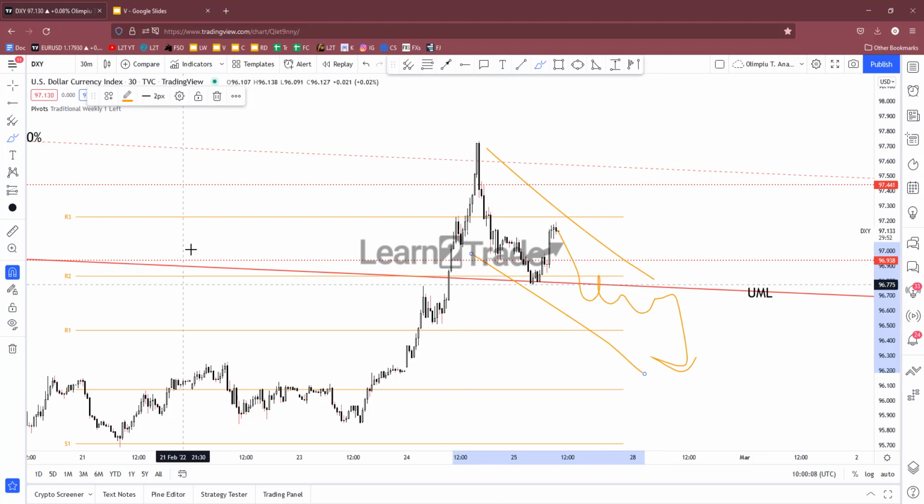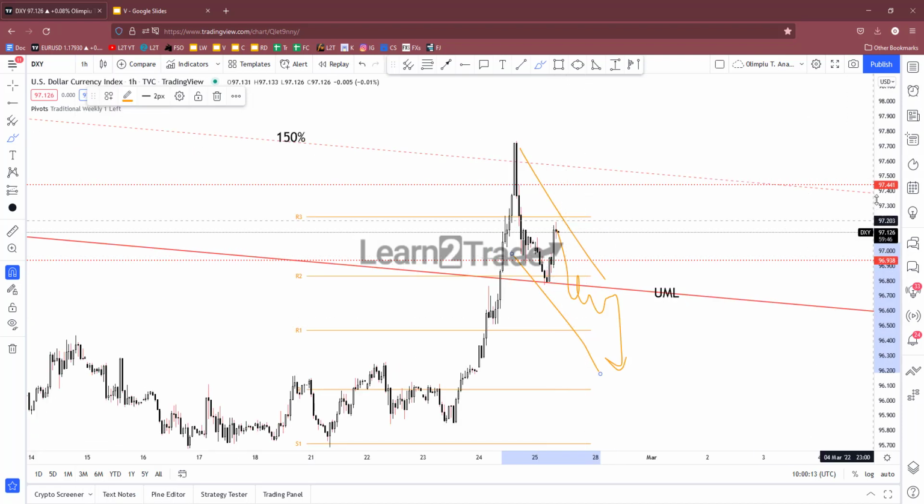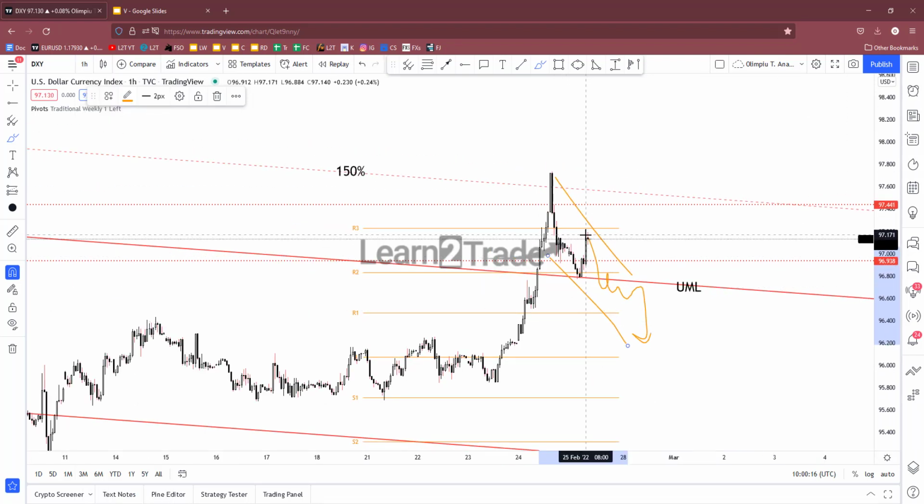So this is my opinion about the US dollar, about the dollar index. The US dollar is still bullish right now after this rebound, this bounce back, but personally I want to see maybe a temporary drop here before really developing a larger, stronger upward movement.